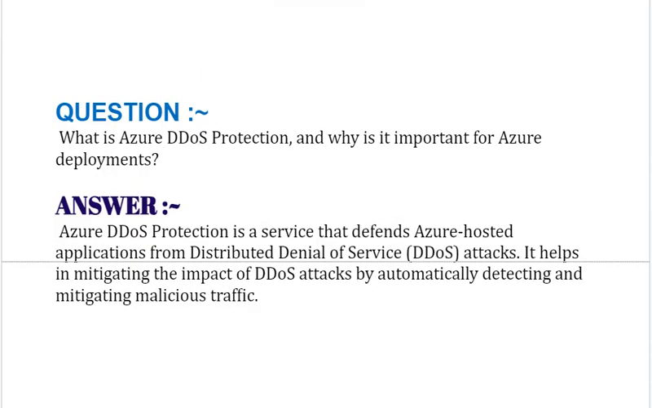Our next interview question is: what is Azure DDoS protection and why is it important for Azure deployments? Your answer should be: Azure DDoS protection is a service that defends Azure hosted applications from distributed denial of service (DDoS) attacks. It helps in mitigating the impact of DDoS attacks by automatically detecting and mitigating malicious traffic.